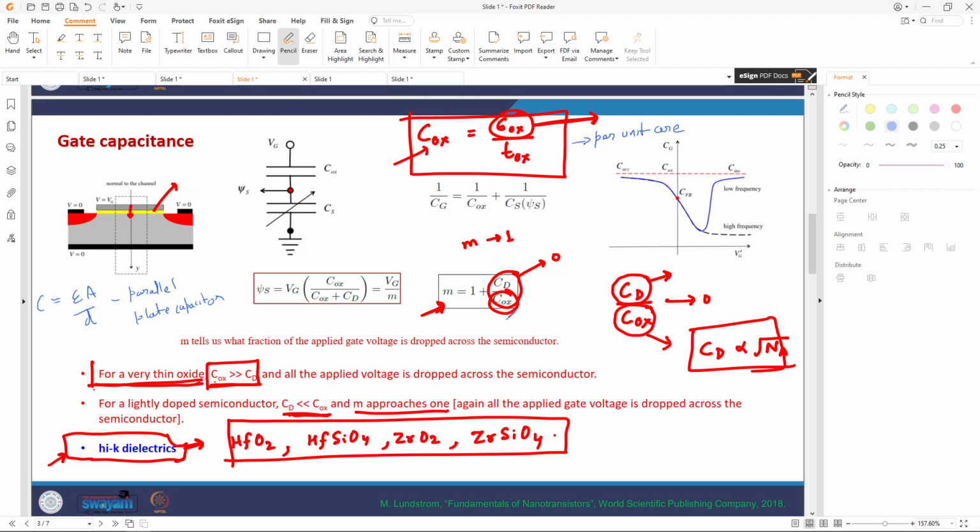This combined quantity CD by Cox should go to 0. Now I cannot make CD go to 0, so what I have to do is increase the oxide capacitance as much as possible. How can I do that? We know per unit area the oxide capacitance is epsilon ox by the thickness of the oxide layer. So decreasing the oxide layer thickness will increase the oxide capacitance. Is that clear? Yes, sir. And also increasing the dielectric value increases the capacitance. Exactly.